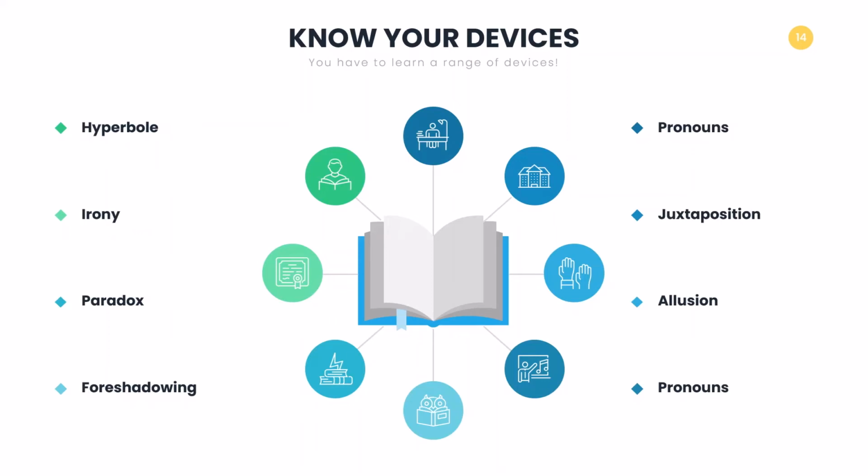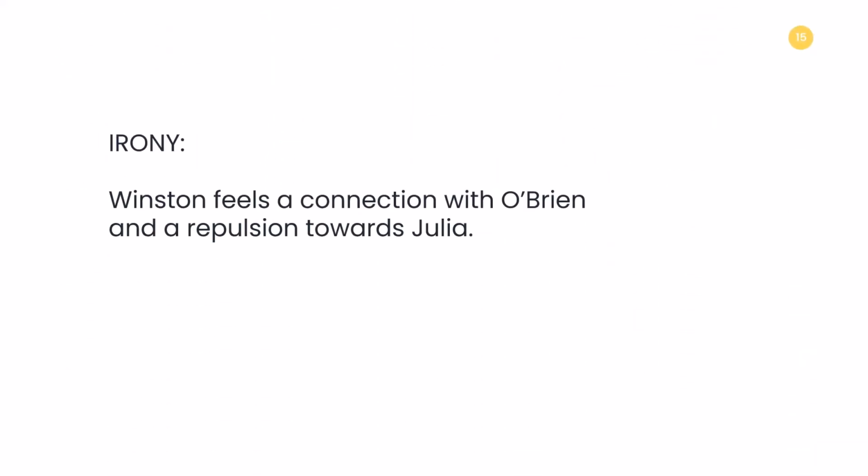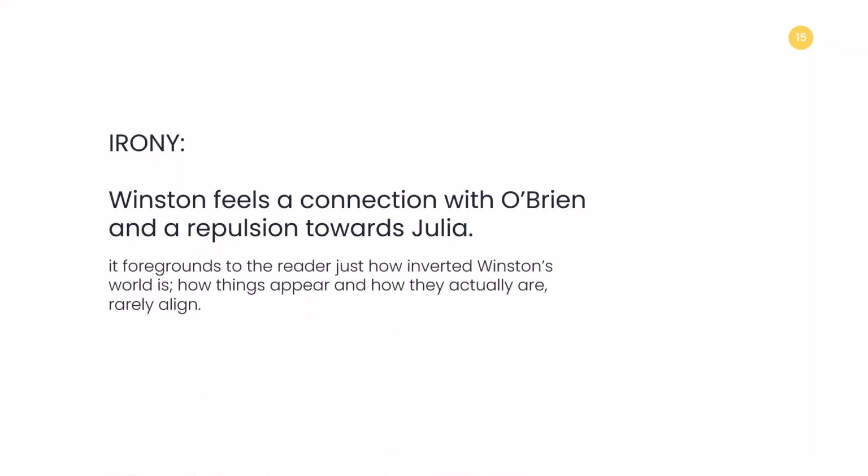Let's take irony. When Winston reveals that he feels a connection with O'Brien and a repulsion to Julia, the irony of these feelings is only revealed later in the text, but retrospectively. The effect of that irony is that it foregrounds to the reader just how inverted Winston's world is. How things appear and how they actually are rarely align.